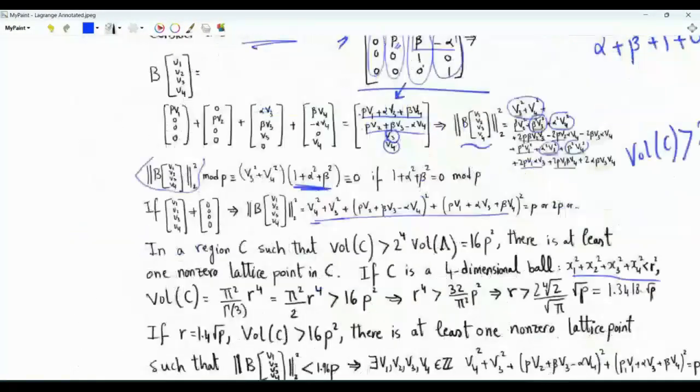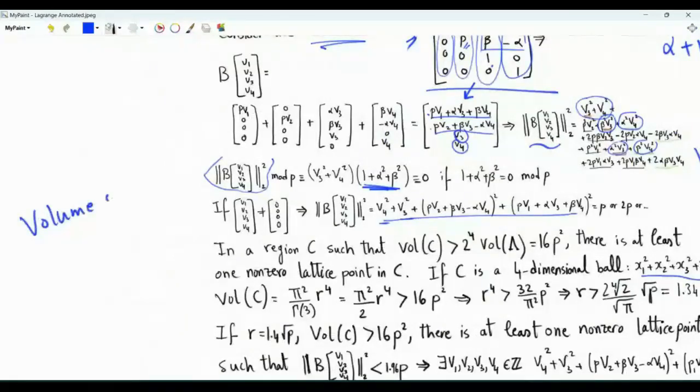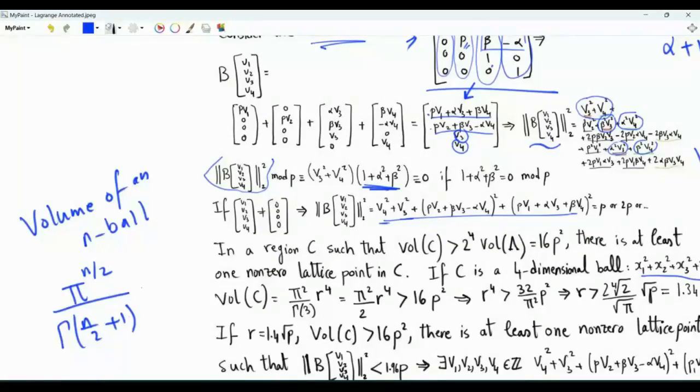What is the volume of an n-ball? The general formula is that it is pi to the power n over 2 divided by gamma of n over 2 plus 1. And then we have the radius raised to the power n.